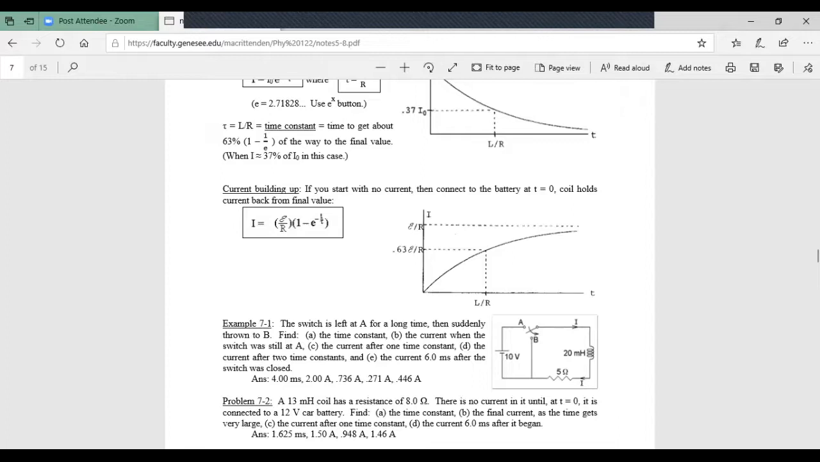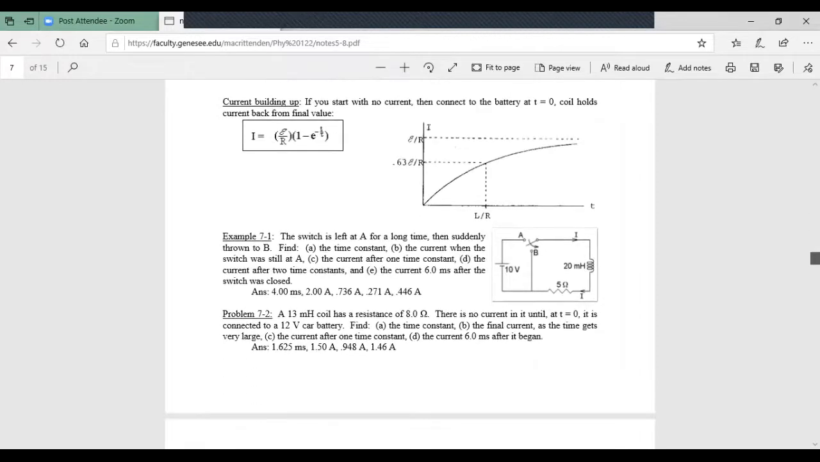Just like before, the time constant, L over R, is how much time to get about 63% of the way from where you started to where you're going to end up. This time that means 63% of the way up instead of 63% of the way down.